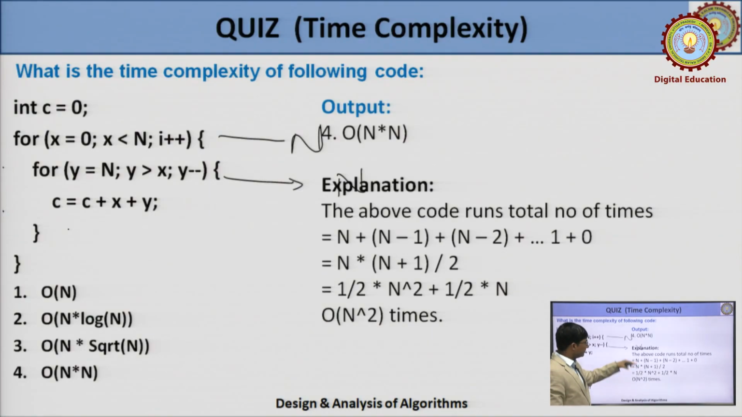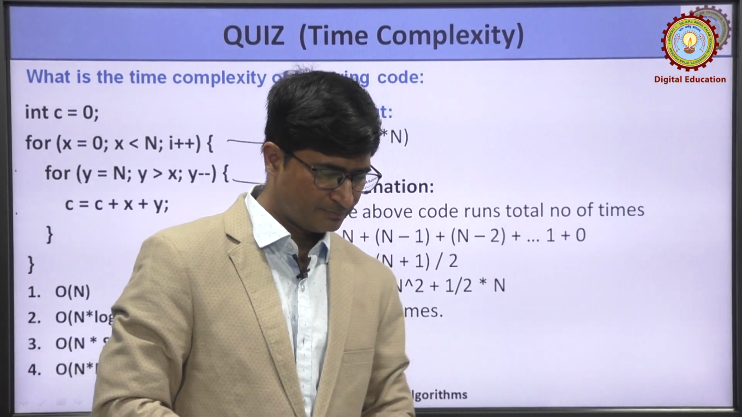We can always list down how this n square has come. For example, when x would be 0, y would be iterated n times. When x would be 1, it would go n minus 1 times. In a similar way, if we list down this series, it would come out to be n into n plus 1 by 2, and the highest order term in this case would be n square, and therefore the complexity would be order of n square.